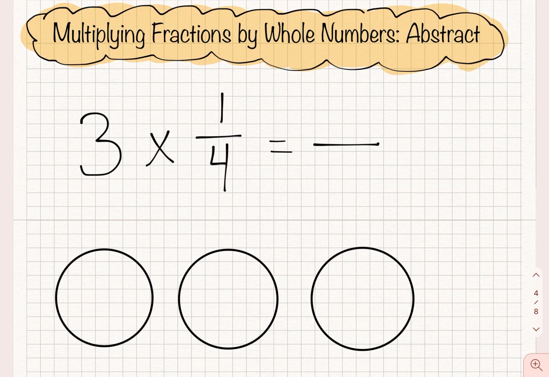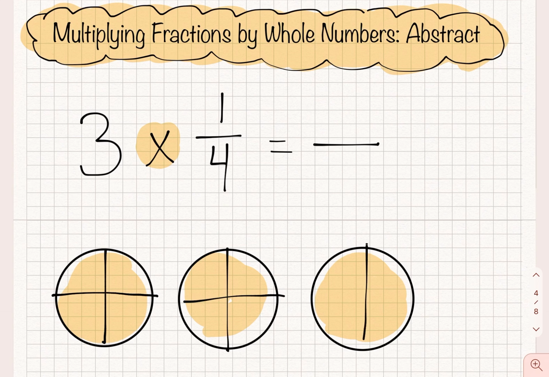So for today's lesson, we have three wholes down here. So we're going to take a look at what that looks like. We've got 1, 2, 3 wholes. And we're multiplying that by 1/4. And what we've learned about this is that this multiply symbol here is like saying that we're taking 1/4 of 3. So that would look something like this. Taking 1/4 of 1, 1/4 of 2, and 1/4 of 3. That's what that looks like.